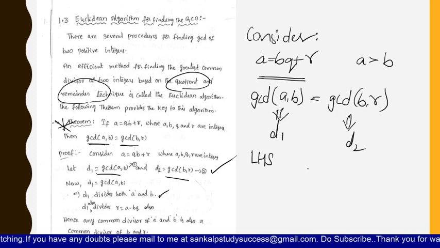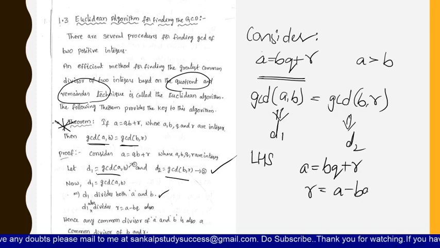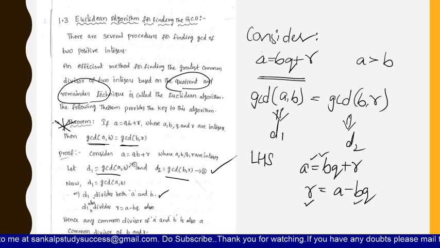Now, A = BQ + R. You can also write it as R = A - BQ. If D1 is dividing both A and B, then it will also divide R and B, correct? So, if D1 is a factor of A and B, D1 will also be a factor of B and R. That's the reason we are saying that any common divisor of A and B will also be a common divisor of B and R. Now this is completely about the LHS.